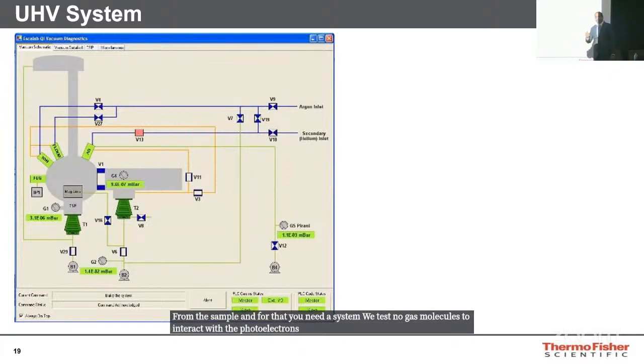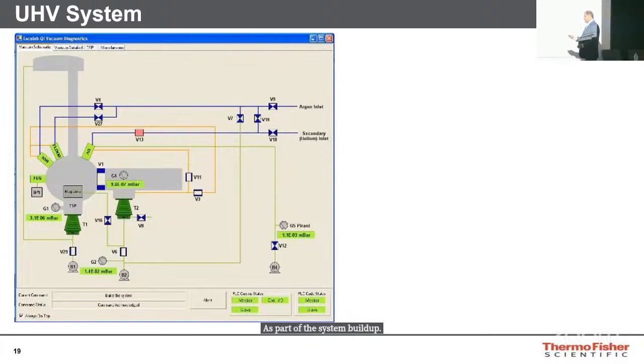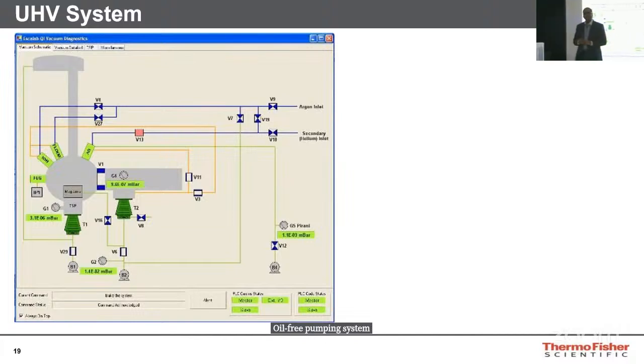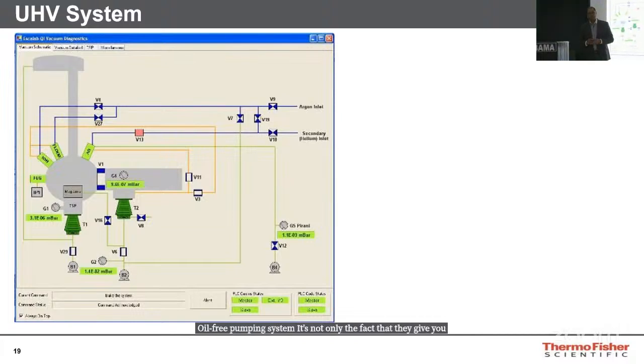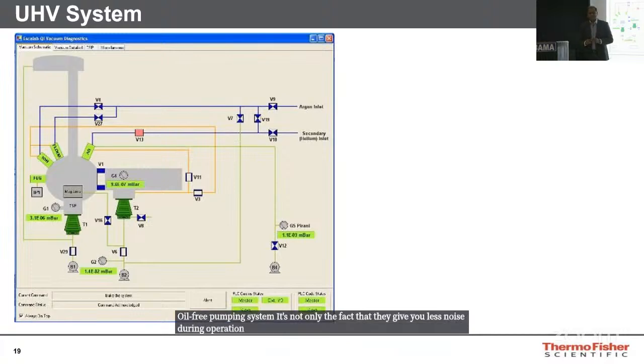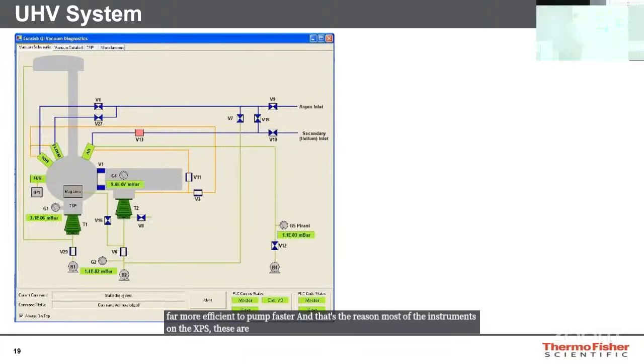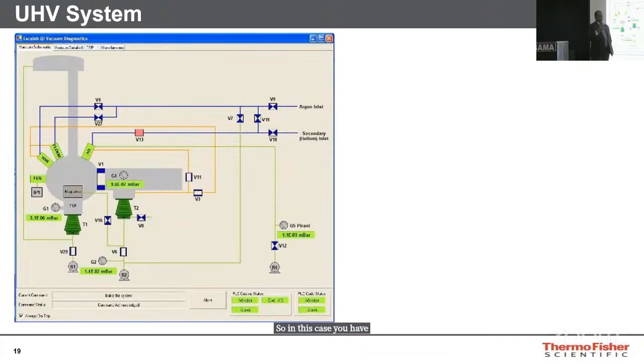That's where you need an ultra high vacuum system as part of the system buildup. To achieve ultra high vacuum, most modern-day instruments have a completely oil-free pumping system. Oil-free pumping is not only about less noise during operation; more importantly, it leaves less contamination. They are far more efficient and pump faster. That's the reason most XPS instruments use oil-free pumps. In this case, you have dedicated turbomolecular pumps backed by scroll pumps.